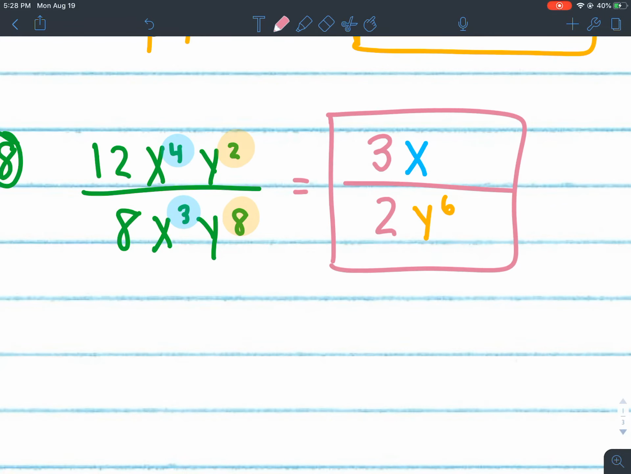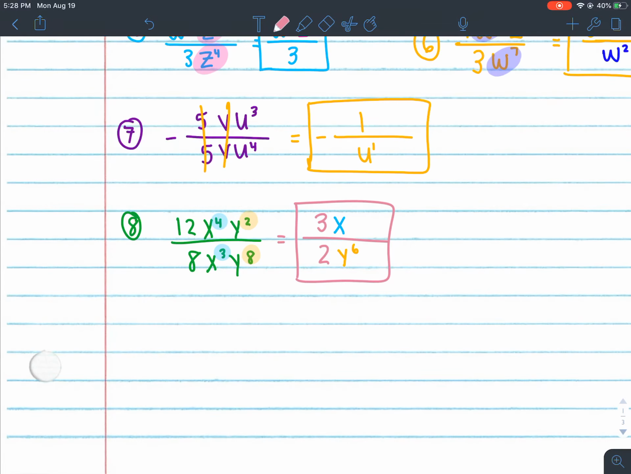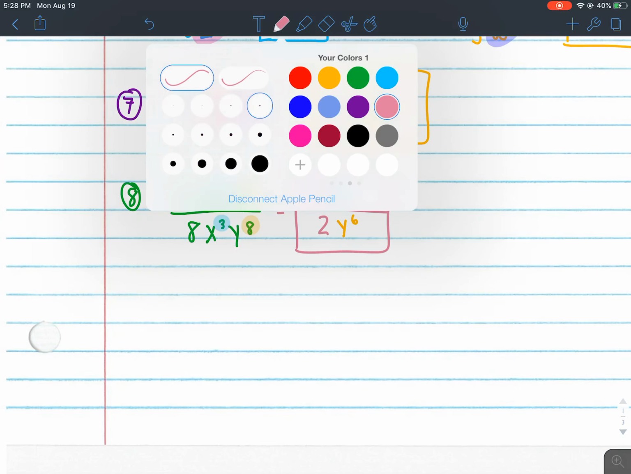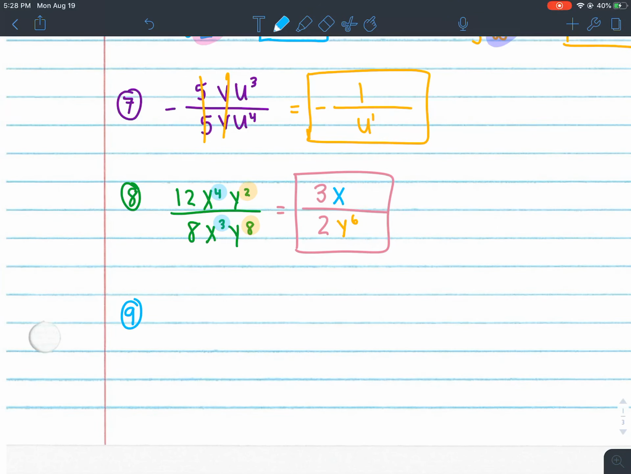So that is it for that problem. You know your problem is completely simplified when you only have 1 of every base. So you can't have more than 1 x, you can't have more than 1 y. You want 1 of everything. You don't want duplicates or triples of anything. All right, moving on, we're at number 9.